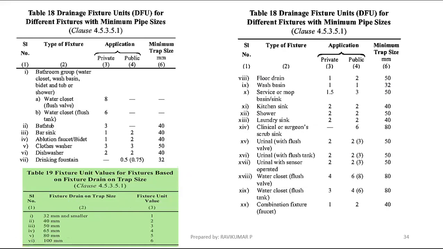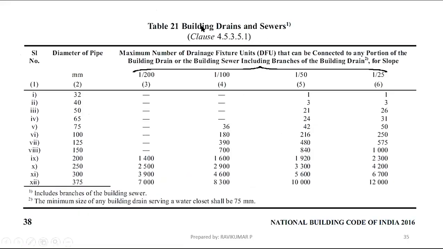So you can see another table. Building drain and receiver. For the building drain and receiver, how the pipe size is arrived. Generally we can take it for the ground floor. If you have toilets in the ground floor only, and they don't have any first floor or second floor, then you can take generally this table 21, 4.5.3.5.1, you can take.